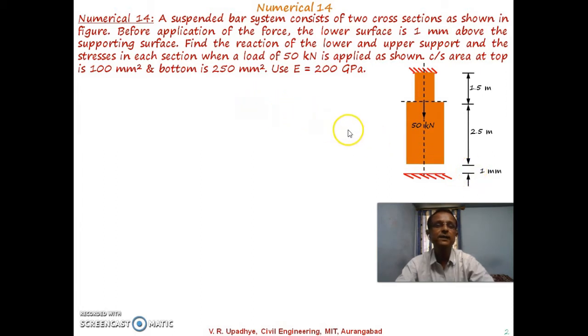Find the reaction of the lower and upper supports. So the reaction over here at the top support and at the bottom support is to be calculated, and the stresses in each section when a load of 50 kilonewton is applied as shown. So 50 kilonewton force is applied at this position, okay, and the cross-sectional area at the top is 100 millimeter square. So this cross-sectional area is 100 millimeter square, and the cross-sectional area for the second part is 250 millimeter square.